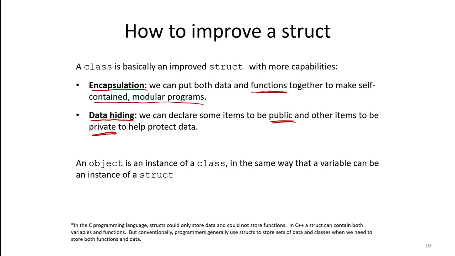You'll remember that when we create a struct, we can use that struct as a template to create different variables of that struct. If we make variables using a class, we create what's called an object. So an object is an instance of a class in the same way that a variable can be an instance of a struct. Let's take a look at an example of how classes can help us improve our data storage.